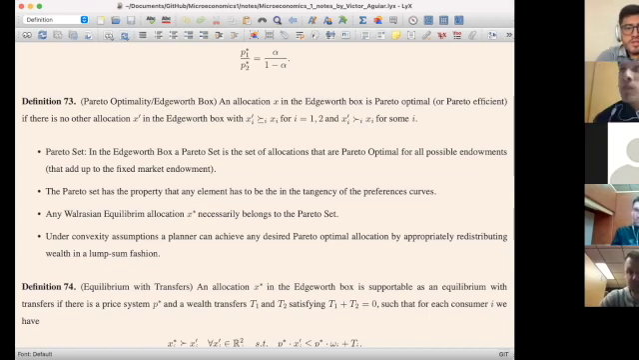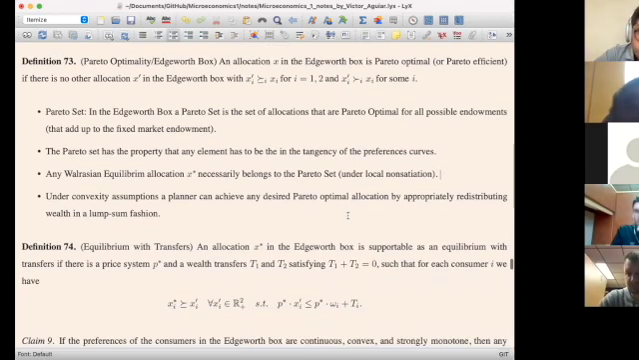The Pareto set has the property that any element has to be in the tangency of the indifference curves. As I say, any Walrasian equilibrium allocation X star necessarily belongs to the Pareto set. One important thing that we're going to prove is that any Walrasian allocation is Pareto optimal under local non-satiation. So any Walrasian allocation under this assumption belongs to the Pareto set. So essentially, this is an important caveat.